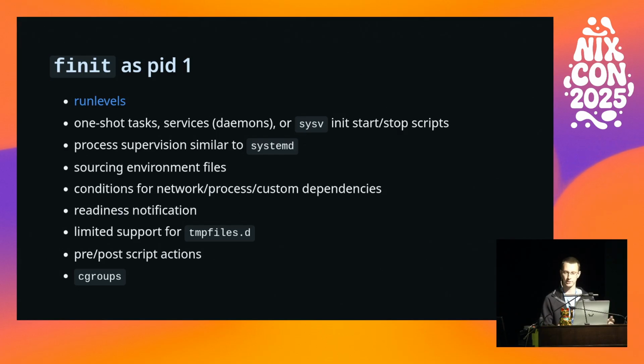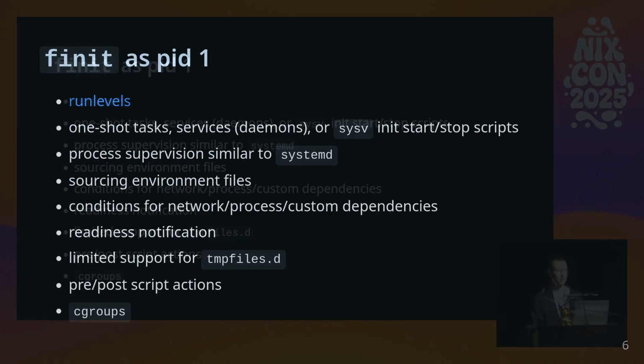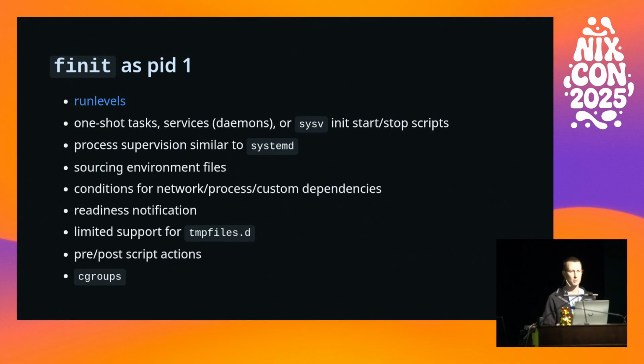So finit, what does it feature? Well, run levels instead of targets like systemd. But aside from that, one-shot tasks, and services just like systemd. And it even has a compatibility mode to support the old sysv init start-stop scripts as well. Process supervision, again, very similar to systemd. It can source environment files, and it has conditions, which are quite a bit different than targets in systemd, but again achieve the same outcome. So you know, before and after type ordering of scripts here. It's worth saying, declarative before and after ordering. That sets it apart from some other non-systemd init systems.